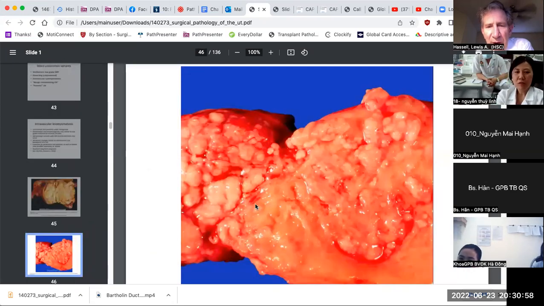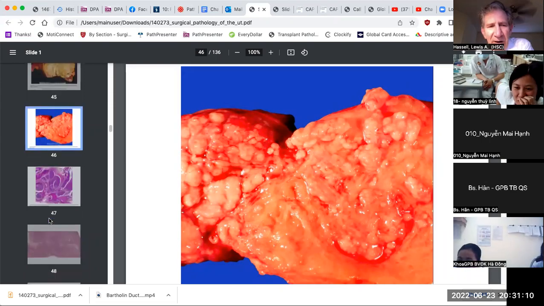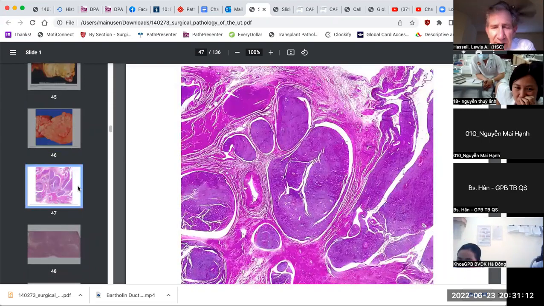Here's another example showing this worm-like pattern, small nodules and nests, somewhat in a mass, but not entirely. And this is kind of what they might be confused with. So this is an image of endometrial stromal sarcoma, which again has this worm-like pattern of small rounded nests infiltrating in the myometrium.